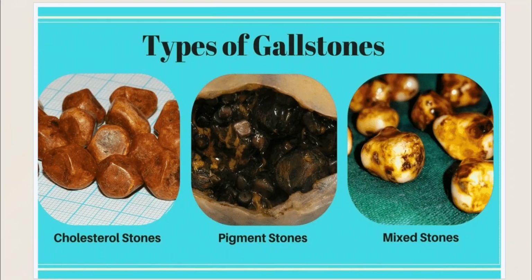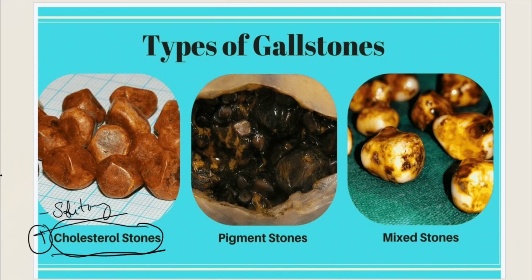You can clearly see the difference between different types of stones. So the first one is cholesterol stone. In the USA, this is the most common variety of gallstone. Cholesterol stones are usually solitary. Usually they are single. On the other hand, mixed stones.